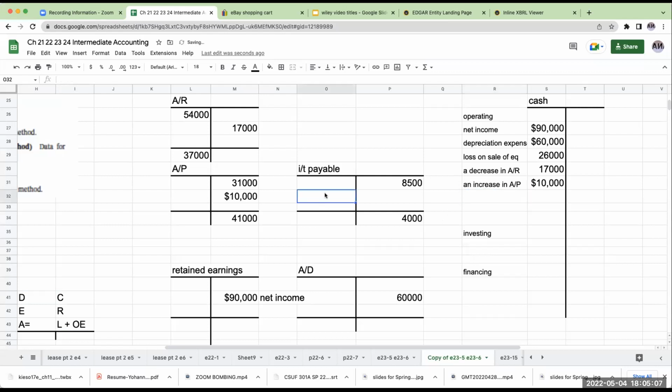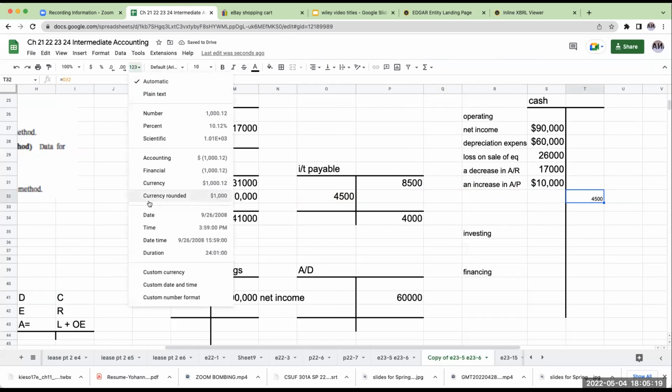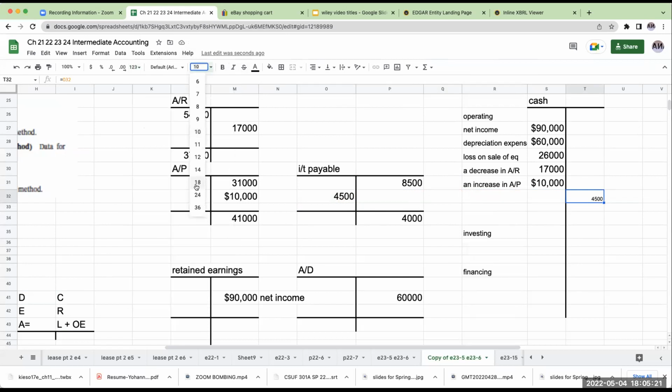Now, for income taxes payable, what do I need to do to balance? Well, it went from 8,500 to 4,000. So this is going to be decreasing by 4,500. So over here, I'm going to show this as a credit. When I go through and do this, I've got 4,500 over here, and this is going to be a decrease in income taxes payable.